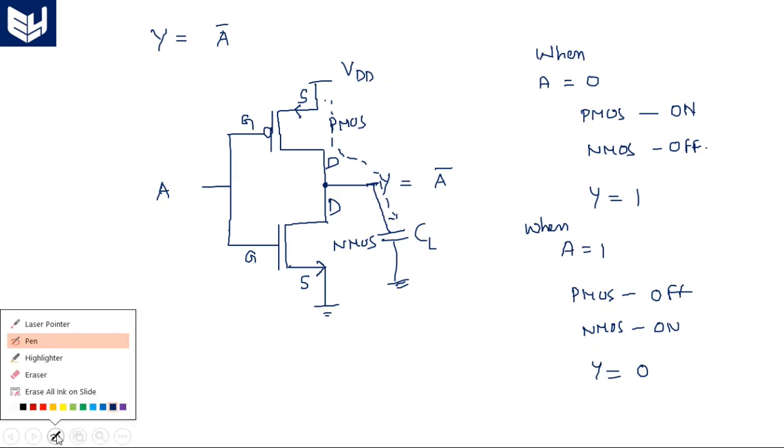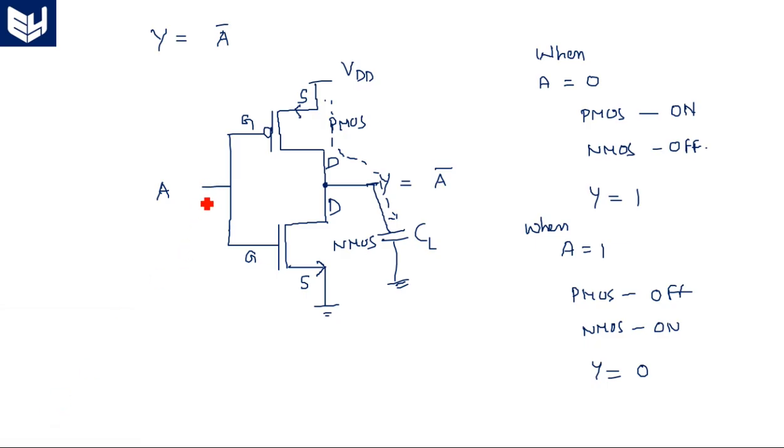But when the capacitor discharges, that means when the input is equal to 1, what happens? The NMOS transistor comes into on state and the previously accumulated charge of the capacitor is discharged through the NMOS transistor. Discharge means output is equal to 0. So whenever we give 0, output is 1. Whenever we give 1, output is equal to 0. So there is a complemented version of the input at the output. This is the CMOS inverter.